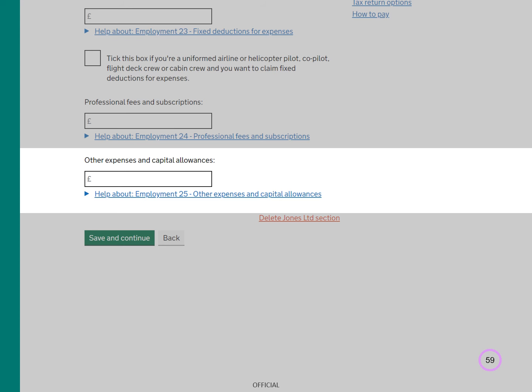This is where you can enter any other allowable work expenses you've not included above. This could be the cost of buying small items of equipment you need for your job, which aren't supplied by your employer. For example, electric drills and protective clothing, or additional household costs if you have to work from home. You cannot claim if you choose to work from home.